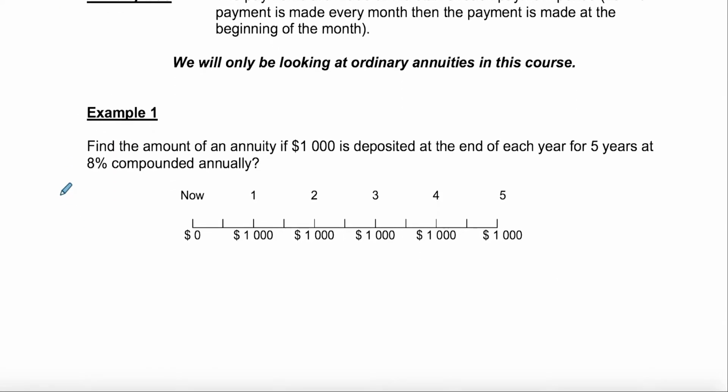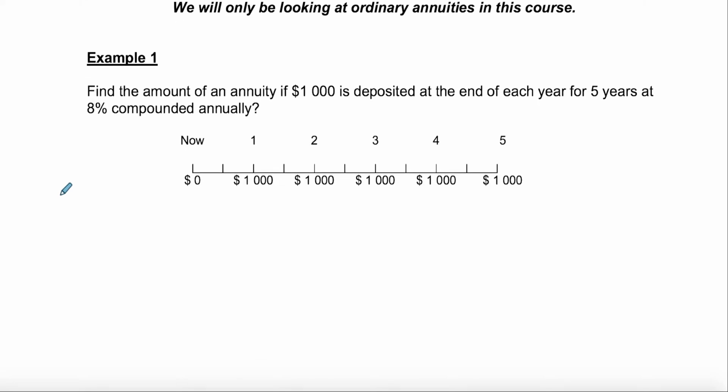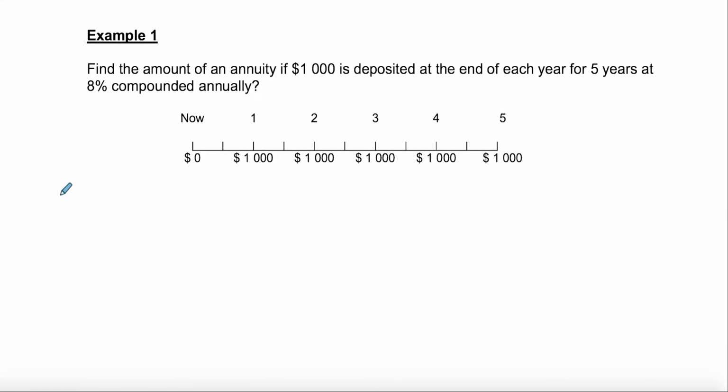So as example 1, find the amount of an annuity if $1,000 is deposited at the end of each year for 5 years at 8% compounded annually. So 8%, and we're going to take $1,000, but we're going to deposit it at the end of each year for 5 years. So this is different. We're going to take $1,000 at the end of year 1 and deposit that amount of money at the end of year 2, at the end of year 3, and then we need to figure out, because there is interest, so this amount is going to grow over those 5 years. How much would you end up with in the end?